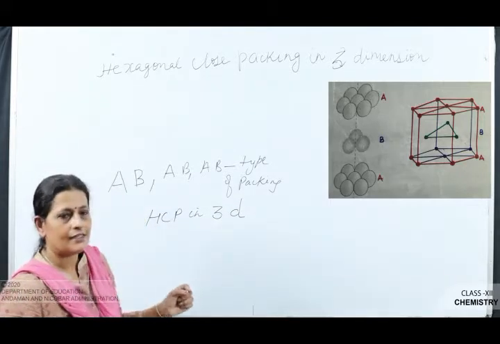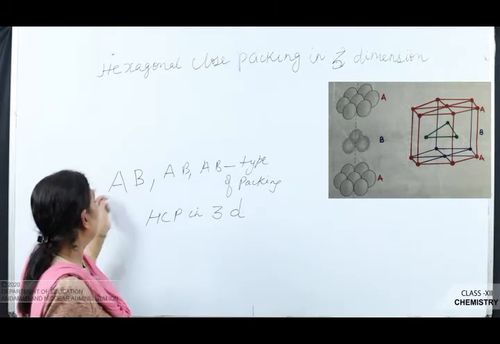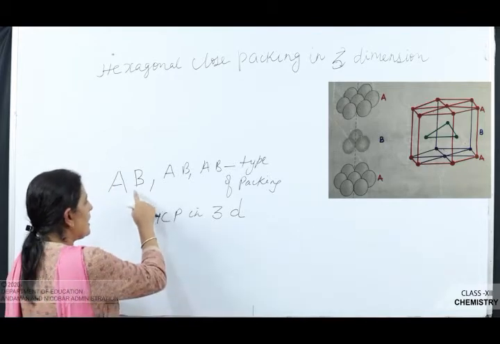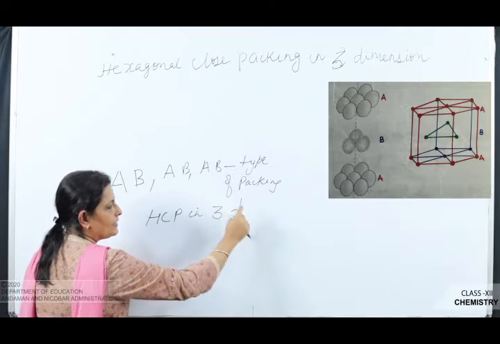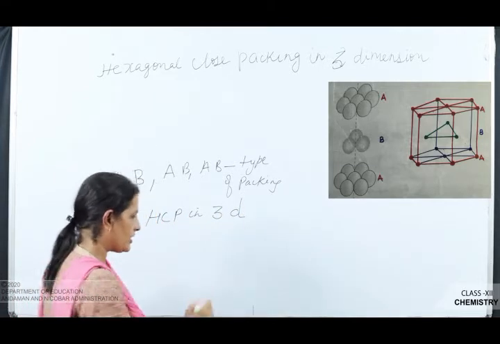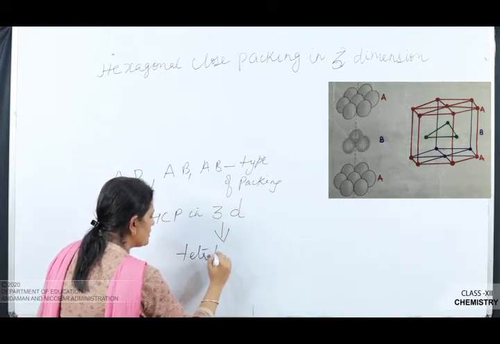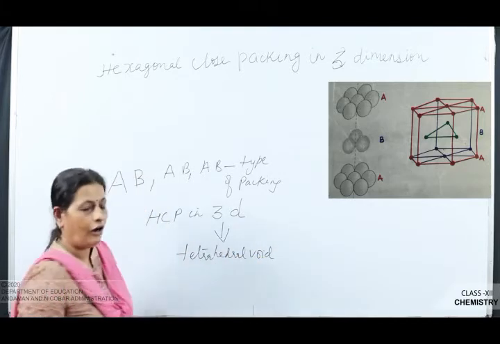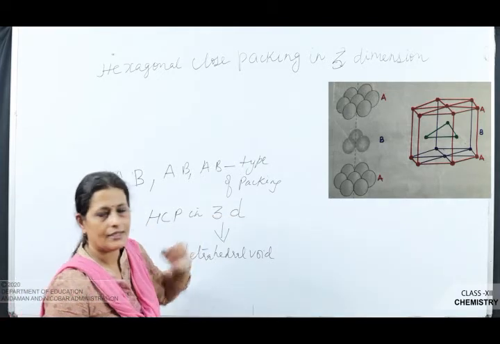So when the third layer is arranged in the tetrahedral voids of the second layer, the third layer becomes identical to the first layer. So the same thing is being repeated. So we get AB type of packing. So it's known as hexagonal close packing in 3 dimension. In case of hexagonal close packing in 3 dimension, the type of voids occupied is what? Tetrahedral void. So when the tetrahedral void of the second layer is occupied, you get hexagonal close packing in 3 dimension.